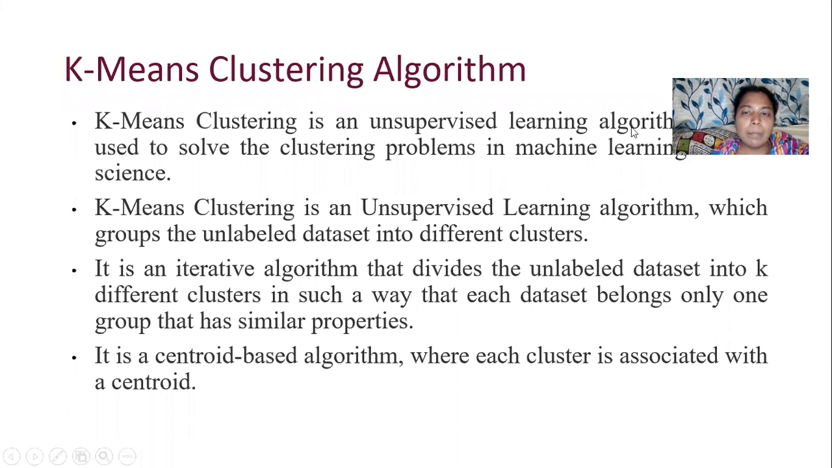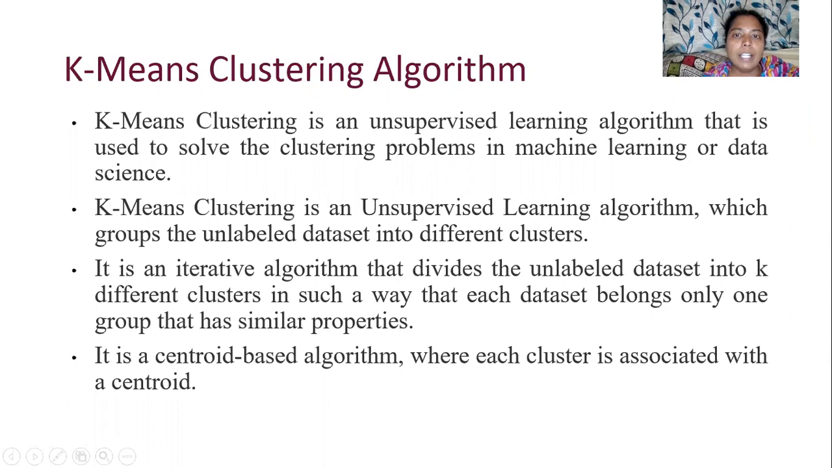So the K-means algorithm is an unsupervised learning algorithm that is used to solve clustering problems in machine learning or data science. K-means clustering groups the unlabeled data set into different clusters. It is an iterative algorithm that divides the unlabeled data set into K different clusters in such a way that each data point belongs to only one group that has similar properties.